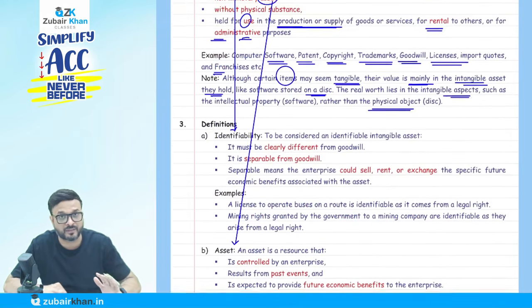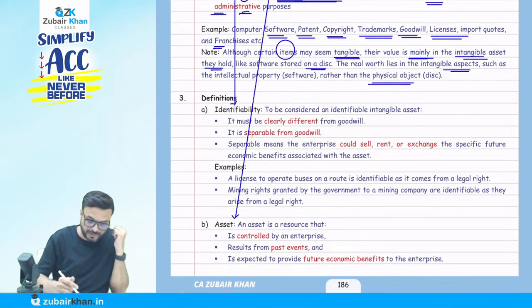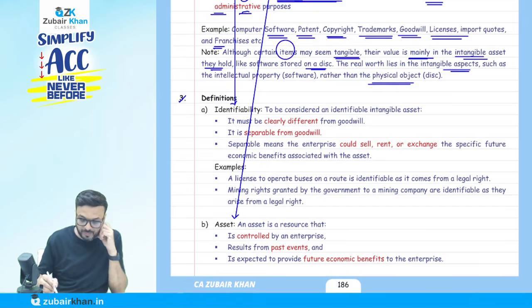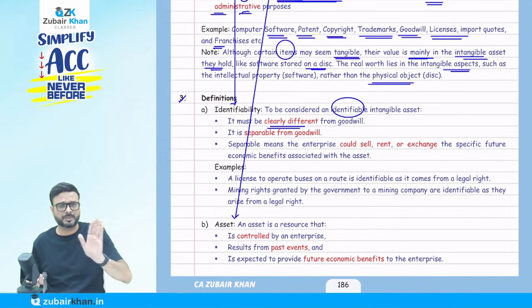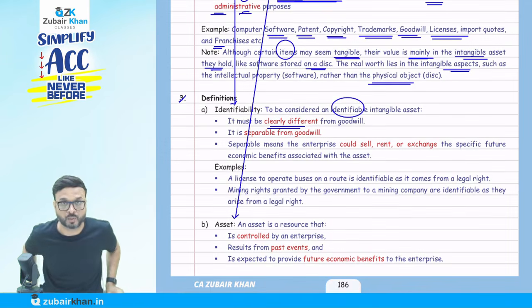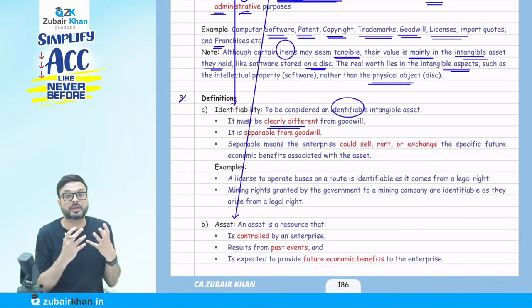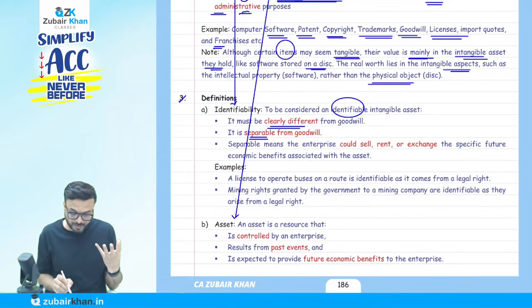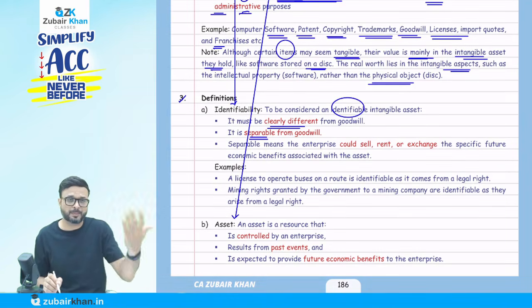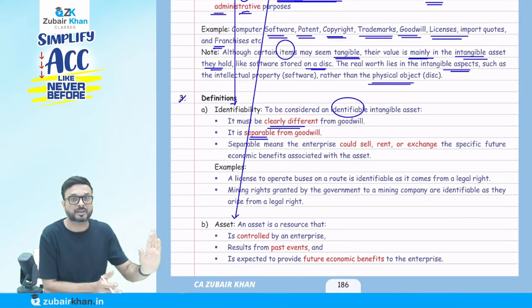Now there are certain definitions we'll discuss. What do we mean by identifiable? To be considered identifiable, it means the item has its own identity. It must be clearly distinct from the goodwill. They are not talking about the goodwill; they are other than the goodwill. That item should have its own identity that is separable from the goodwill. Goodwill is a different thing, their reputation and all that. We'll discuss that, but here they are talking about a separate identity other than the goodwill.